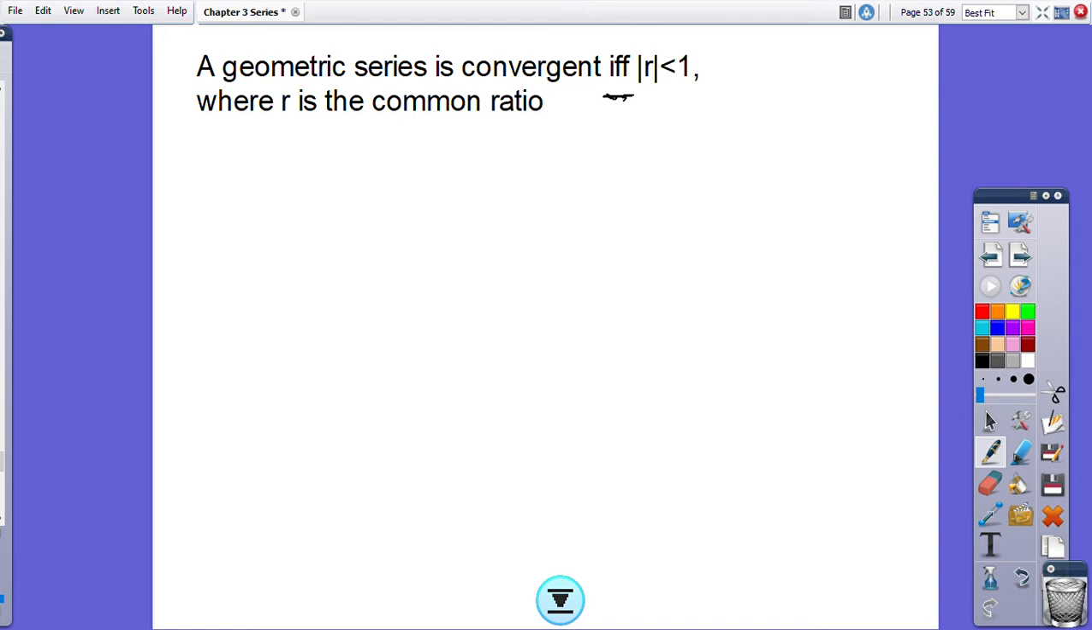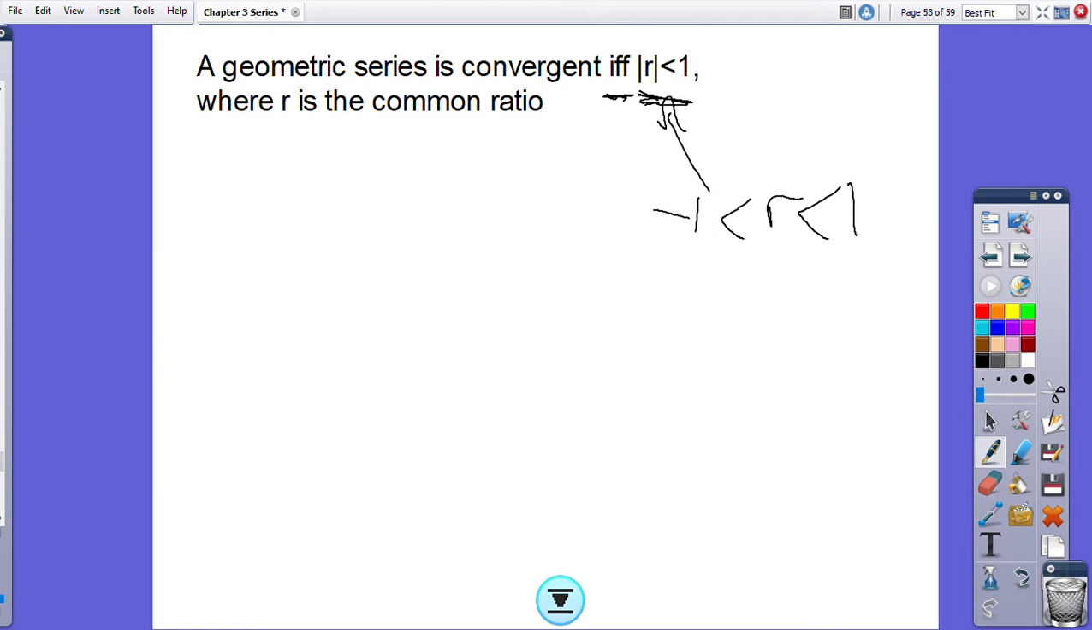Let me break down this sentence. A geometric series is convergent means that the common ratio has to be between minus 1 and 1. This mod sign here, you could write as r between minus 1 and 1. What the whole sentence is saying is, if you have a convergent series, then the common ratio is between minus 1 and 1.